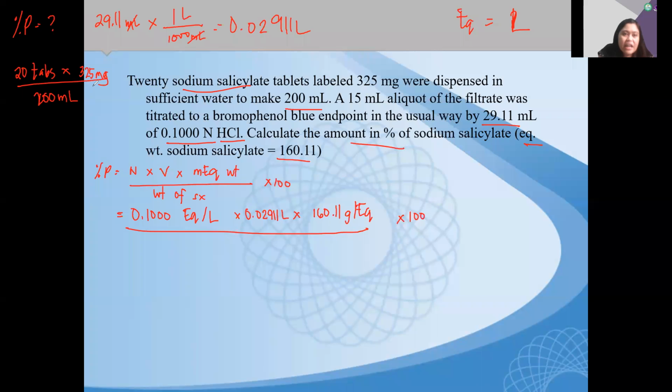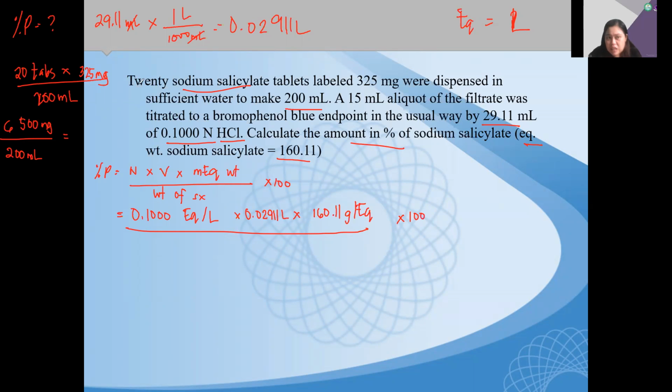ng tablet dyan na ginamit. So 20 tablets times yung labeled amount ng sodium salicylate is 325 milligrams. So this is 6,500 milligrams na nilagay sa 200 ml. Pero hindi natin gagamitin sa 325 milligrams kasi that is just for one tablet.